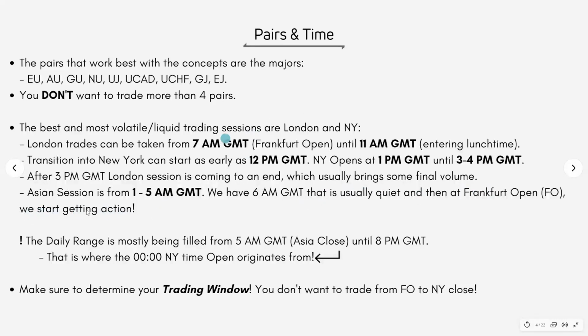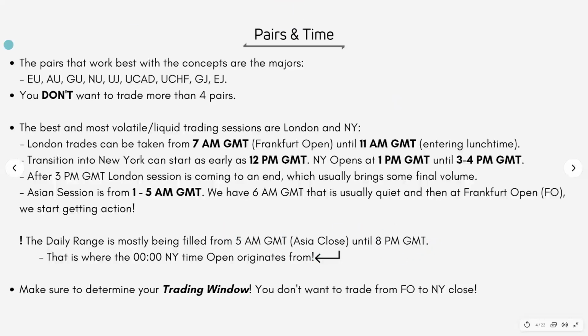All right? So this is pretty important also because we had a little question about this. What is the meaning of the 12 o'clock of the midnight New York time open? The daily range, like how the banks work, the daily range is mostly filled from 5 a.m. GMT. And this is your Asia close. So when Asia closes, you have like this consolidation, and then you can expect the market to start moving, right? And it will move until 8 p.m. GMT. So this is your daily range.